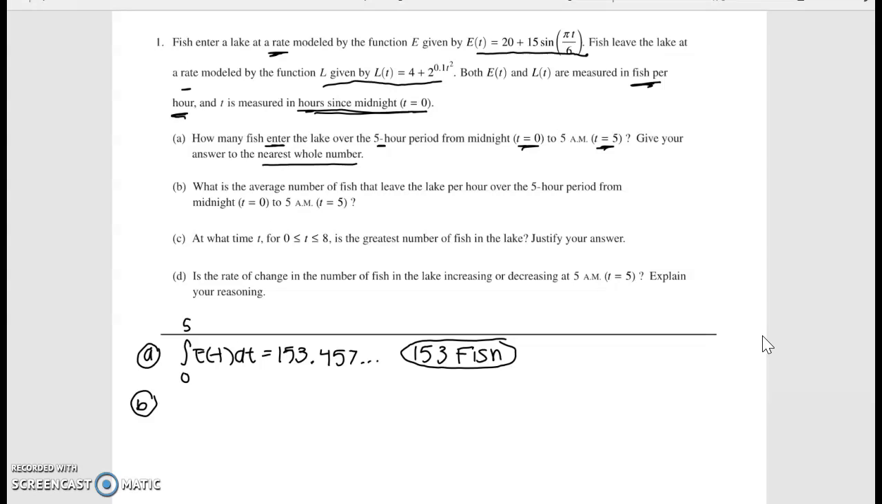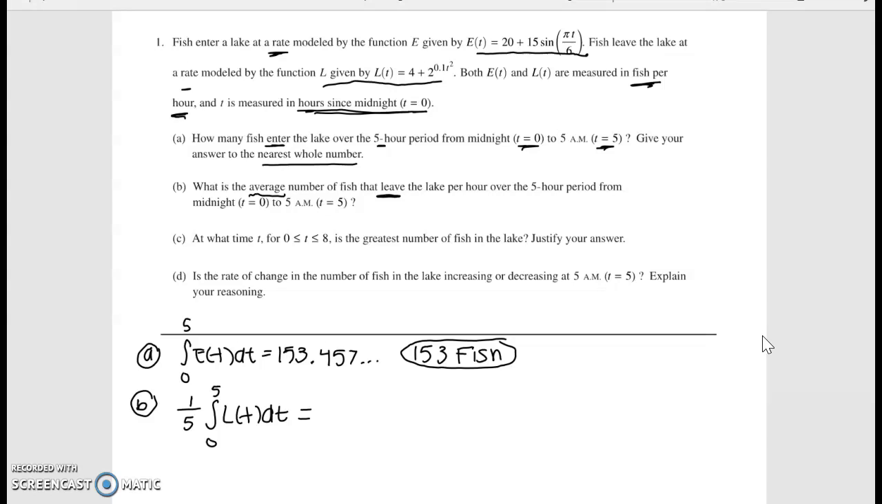All right, letter B. Now, letter B wants the average number of fish that leave the lake over the 5-hour period. Now, average in our class never means add two numbers together and divide by 2. It's asking for the average value, because when we integrate this that I'm writing right here, L of T, from 0 to 5, that's going to give me the amount of fish that left the lake. But now if I want it over a 5-hour period, I'm going to multiply by a fifth or divide by 5. It does not say to round, so we're going to round to 3 decimal spots.